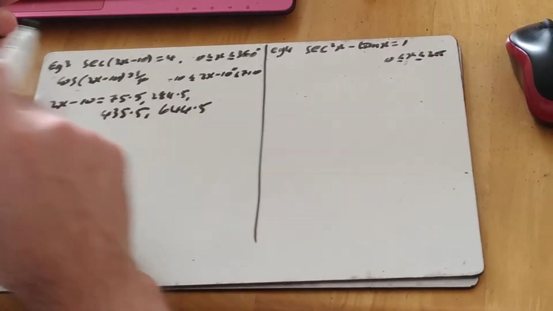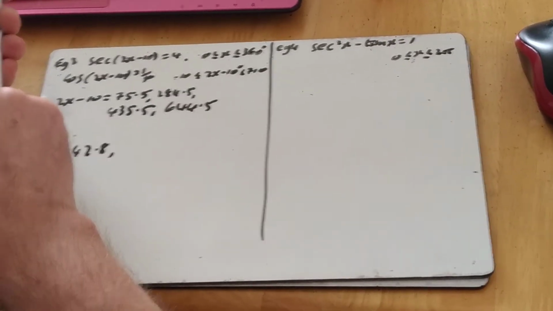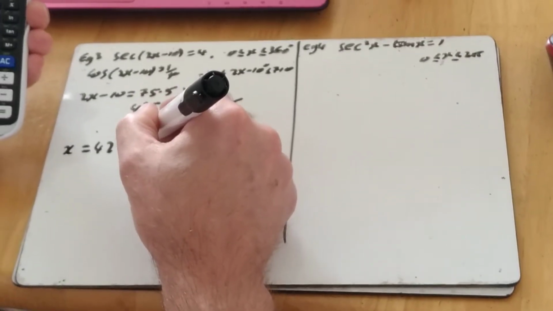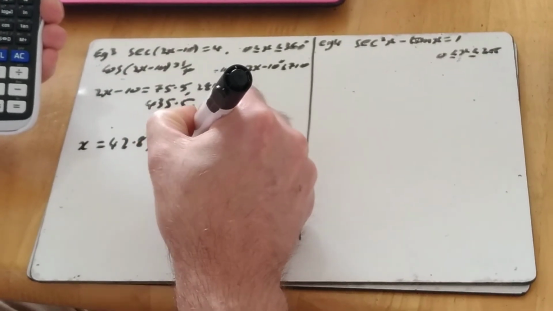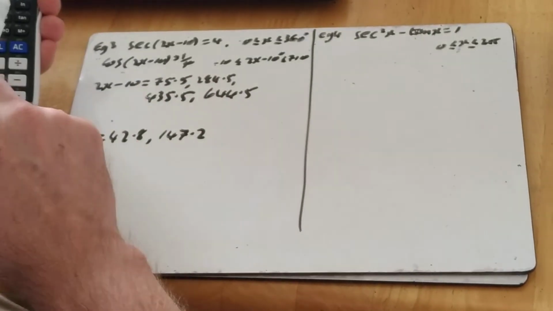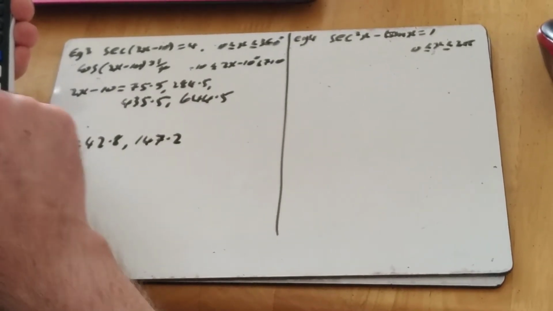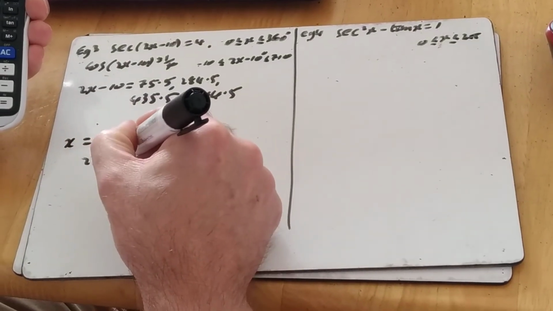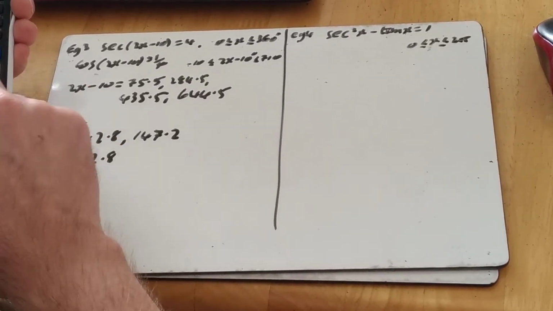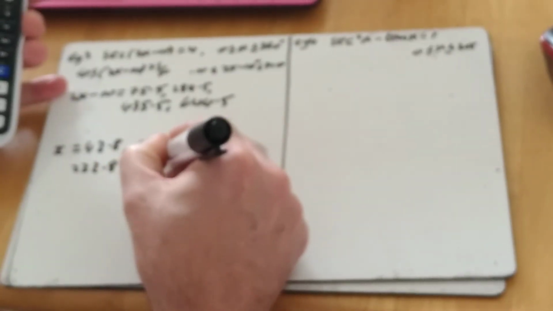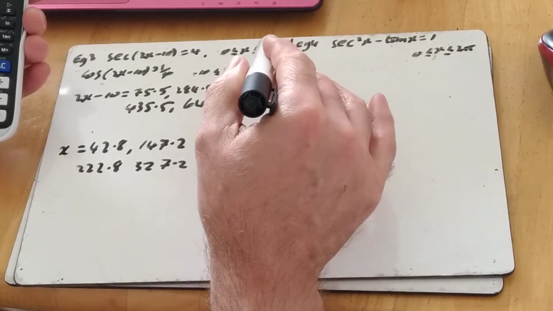Okay, 284.5, add 10 to 94.5, divided by 2, 147, it would have been rounded down, 147.2, and then so on and so forth. So the 435.5 becomes add 10, divide by 2, 222.8, and then 147.2, oops, 327.2. So my 4 solutions in the 0 to 360 range.